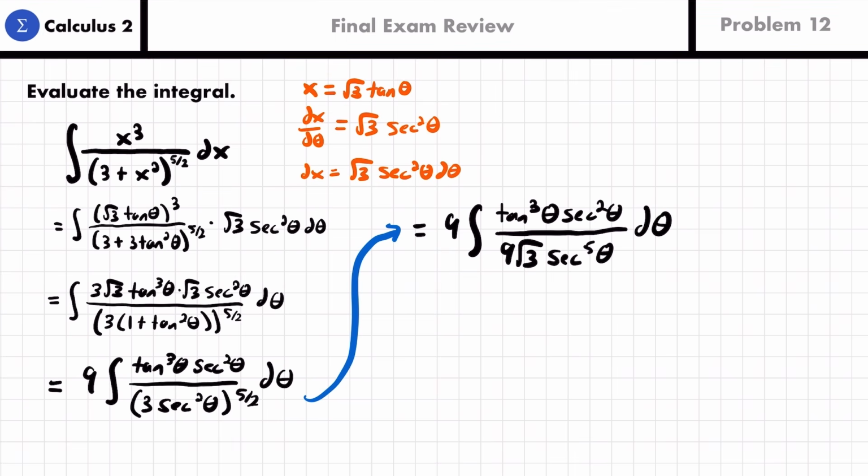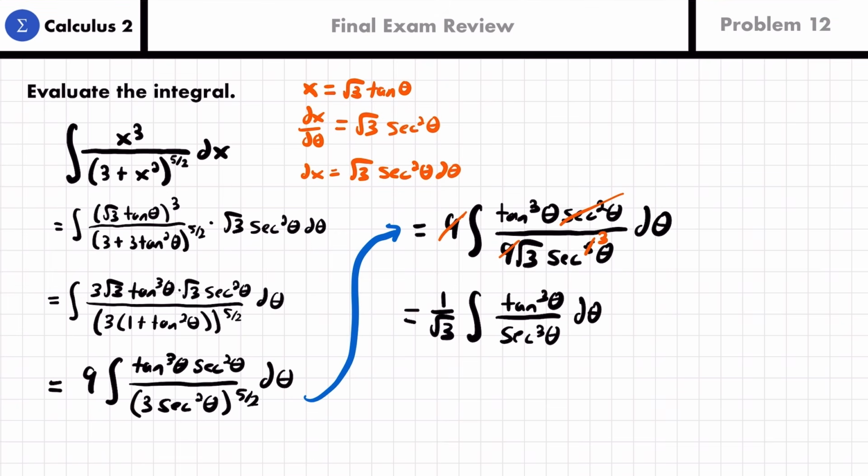All right, and then continuing on, we now have a 9 in the numerator and denominator, so those are going to cancel out. And then we have secant squared theta in the numerator and secant to the power of 5 in the denominator. So this secant squared theta will cancel out with 2 of those secants in the denominator. We'll be left with secant cubed theta. All right, you just subtract 2 from that power of 5. And so rewriting the integral, I am going to pull out the constant of 1 divided by the square root of 3. So this will be equal to 1 divided by the square root of 3 times the integral of tangent cubed theta divided by secant cubed theta. And that's still multiplied by d theta.